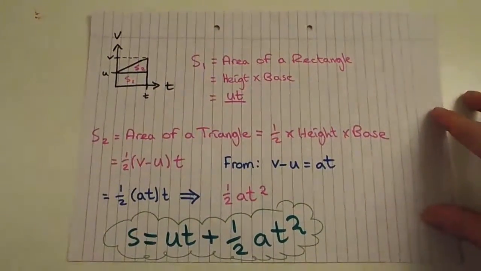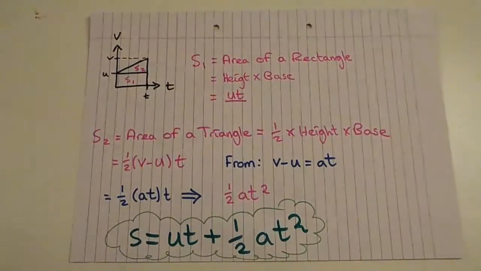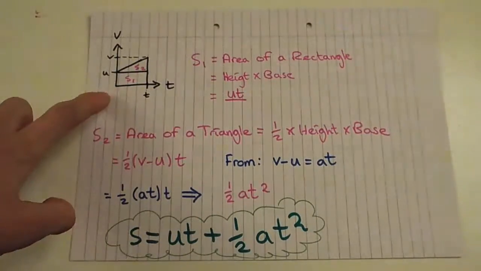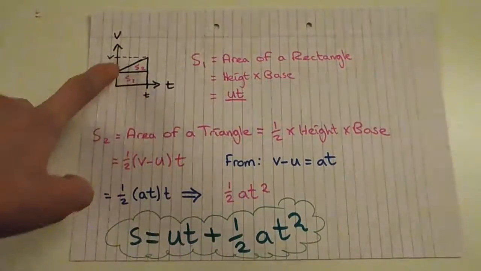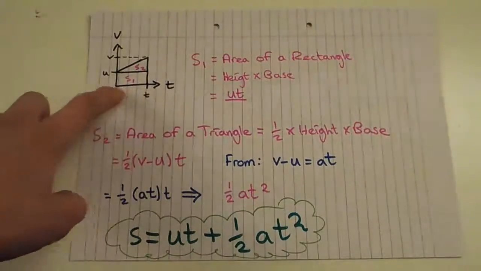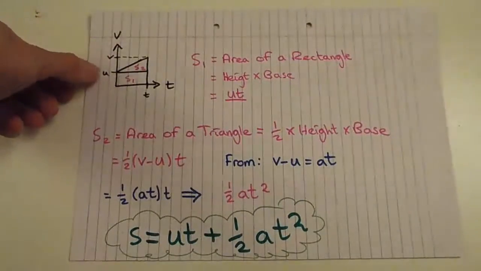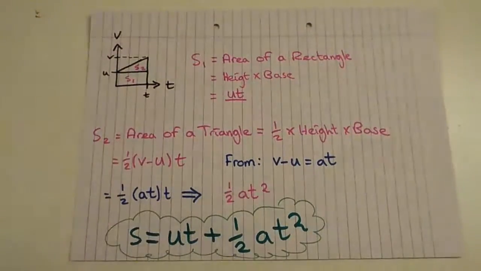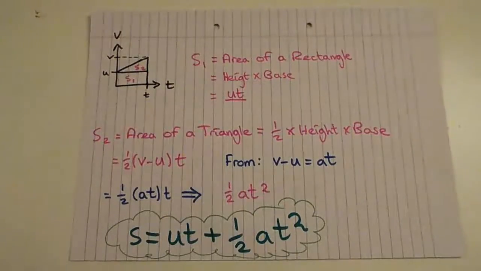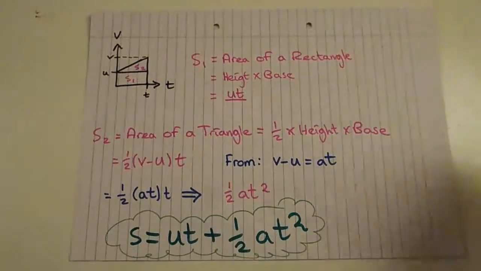Another way of working out the area under a velocity time graph is by separating this shape into a rectangle and a triangle. So the rectangle is just the height times base, which is ut, and then the area of the triangle is a half times height times base. So its base again is just t, but this time its height is v take away u. And we just derived v minus u equals at, so we can say this equals a half in brackets at multiplied by t again, which equals a half at squared. This gives us our third equation, which is s equals ut plus a half at squared.